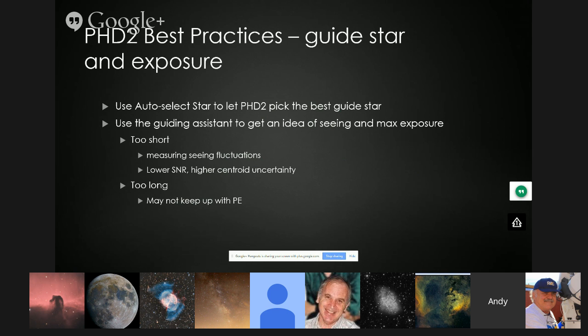It won't pick two stars. If two stars are very close together, it will reject those. If a star is too bright and it's saturating, it will reject that. It's pretty good at rejecting hot pixels, so that's definitely a recommendation.